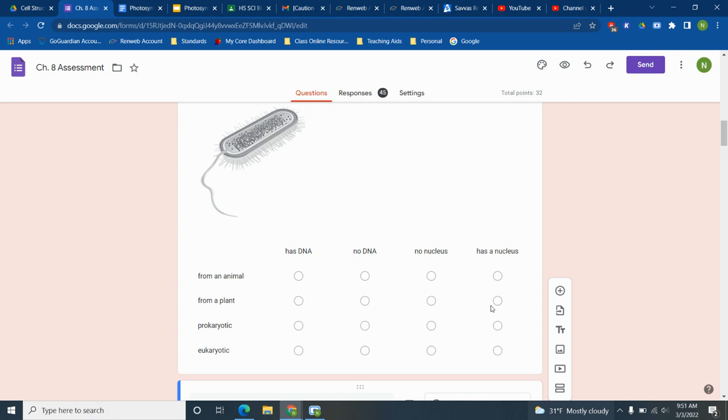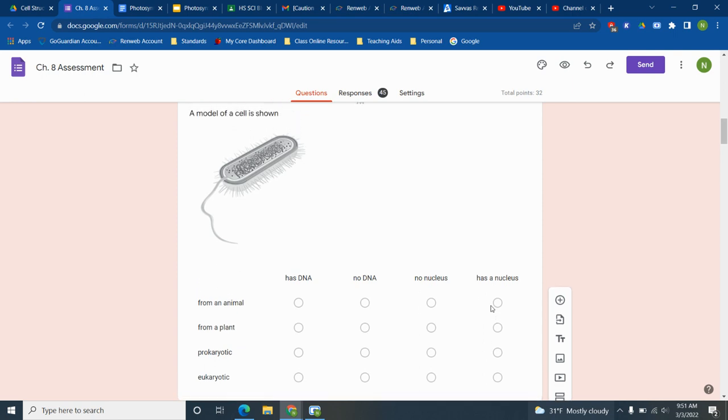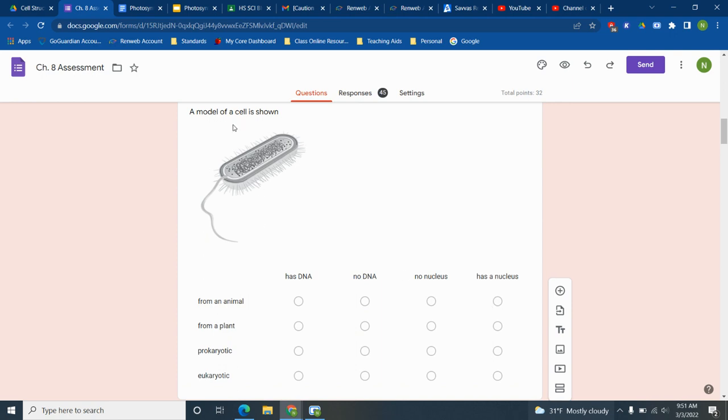But that's all this was, guys. Super, super simple, very basic question. What is this a model of? A model of a cell is shown. What is the cell and how do you know that's what that is? That's it. Super, super easy.